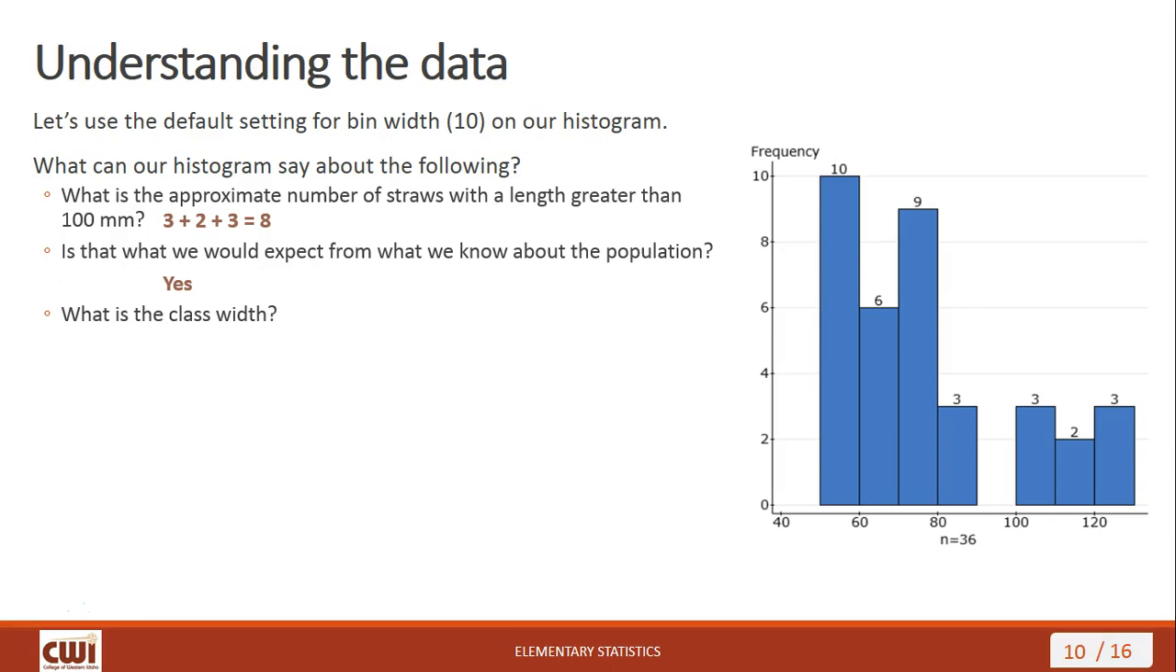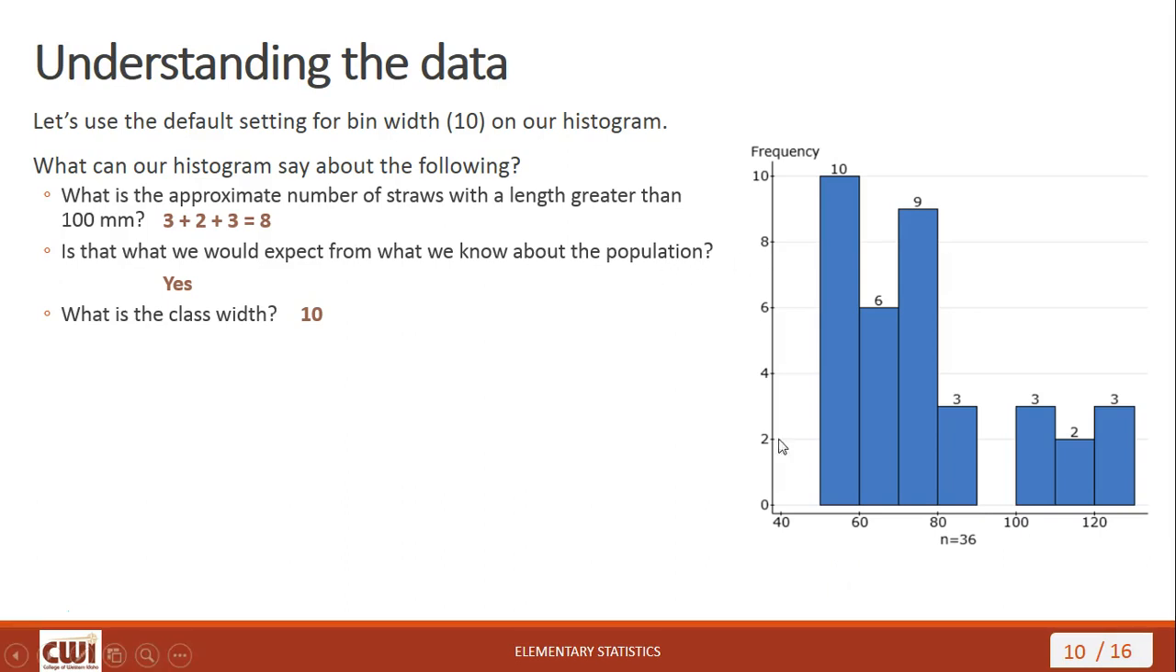What is the class width in this histogram? I'll give you a moment. And I hope you said 10 because that's exactly what we're looking at here. So here we've got 50, 60, 70, 80, 90, 100, 110, 120, 130. The class width is going to be 10 because you just subtract the lower bound from each column, or the upper bound, whichever way you want to look at it, and there you get the class width.